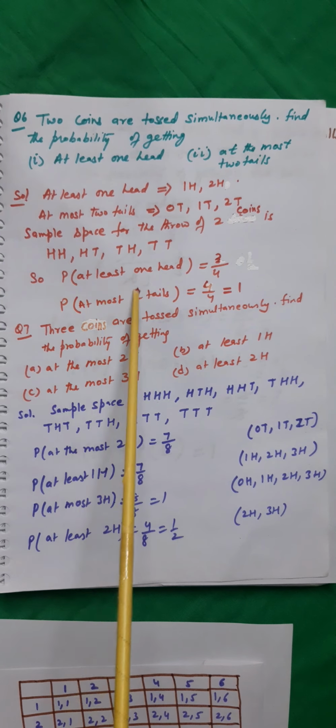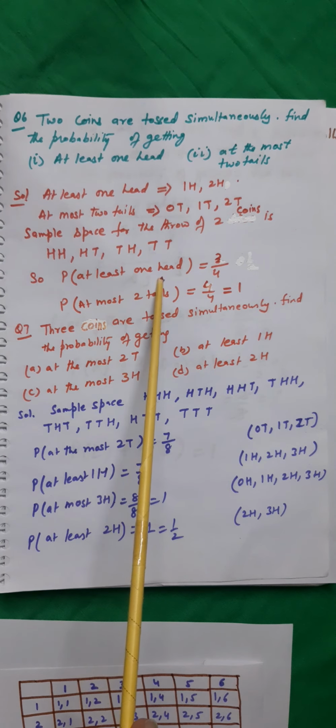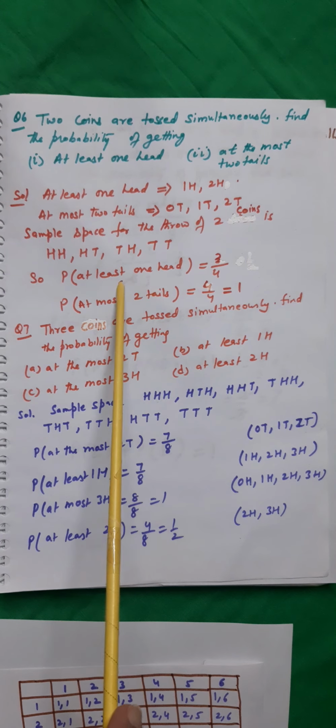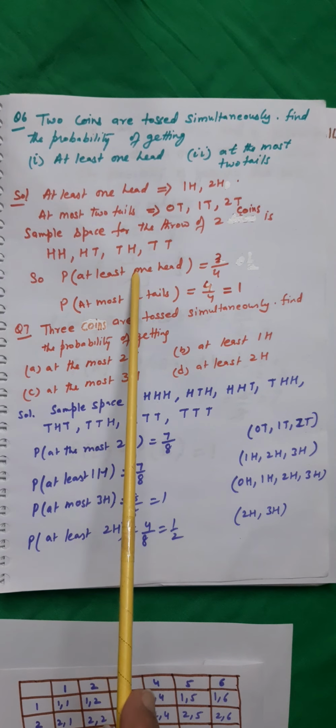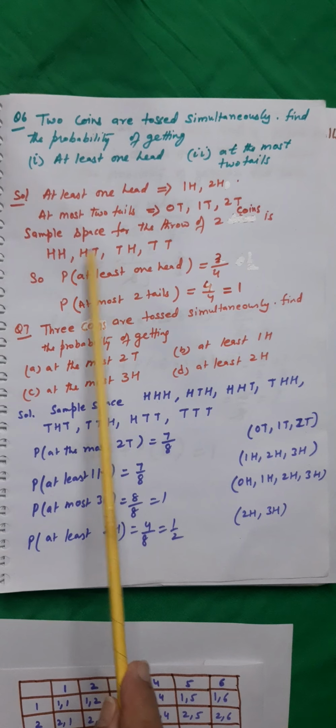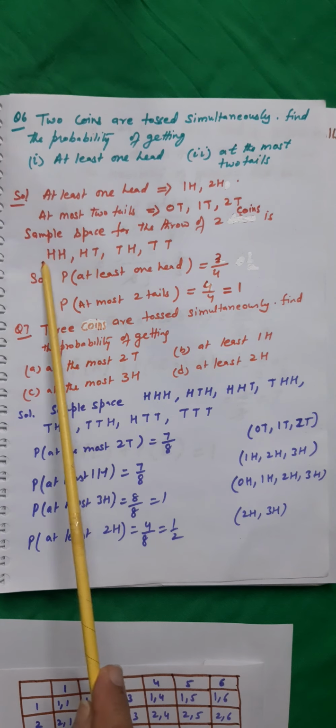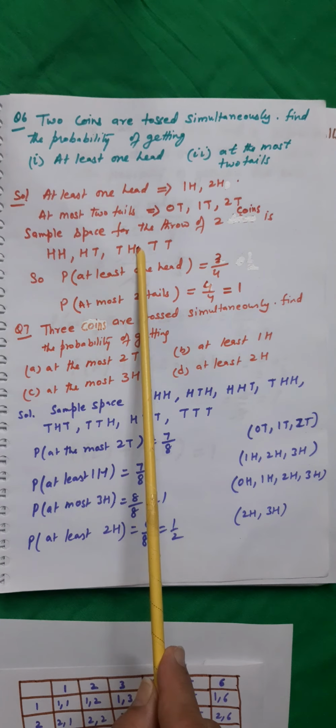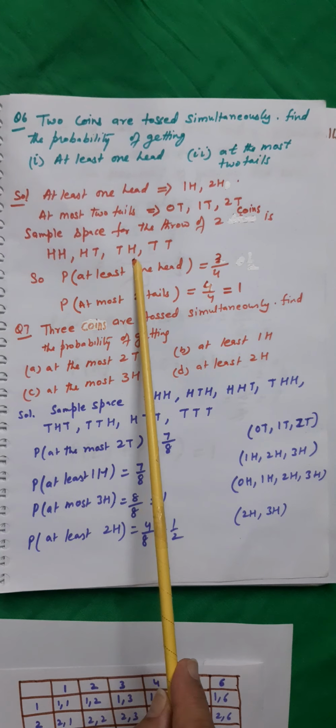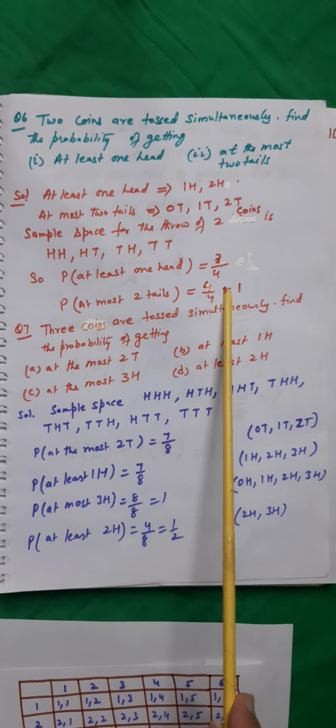So here it will be probability of getting at least one head. Kam se kam one head. That means this one and this one. So total how many are there? 3 are favorable events. 3 upon 4.